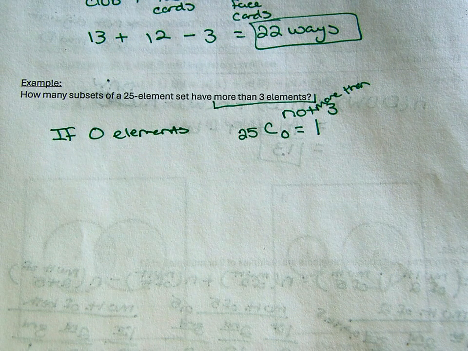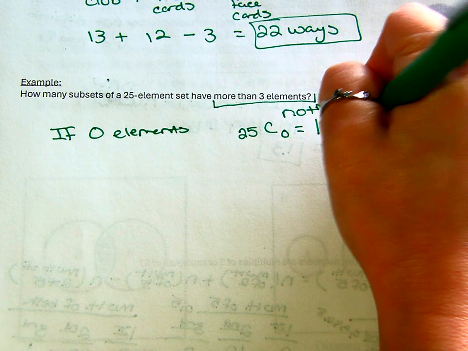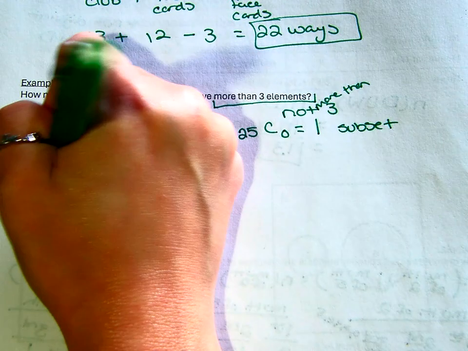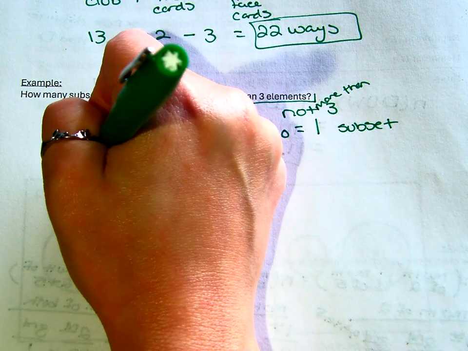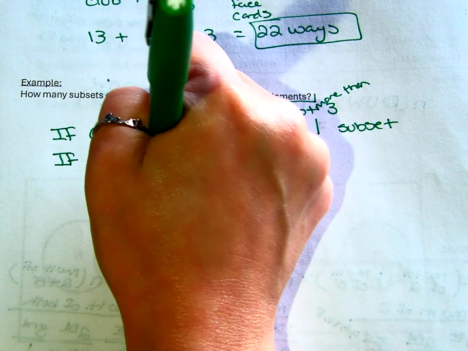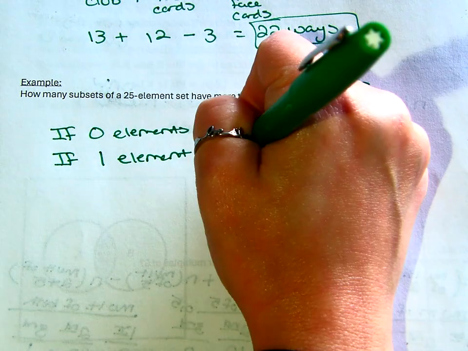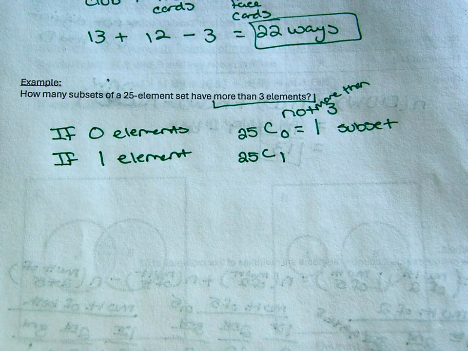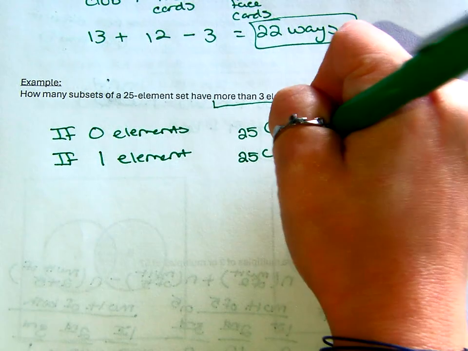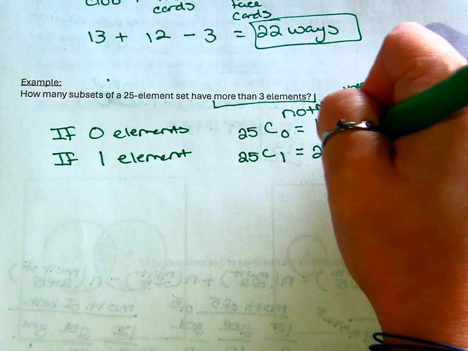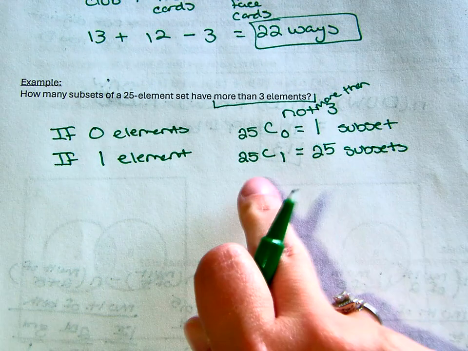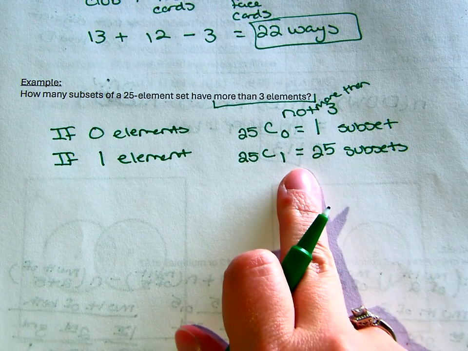If I'm going to do subsets with only one element in them, that would be 25 choosing one at a time. Well, that's going to be 25. And this always works. If you're only choosing one item at a time, whatever your starting number is, that's how many different subsets you're going to have. Hopefully that makes a little bit of logical sense.